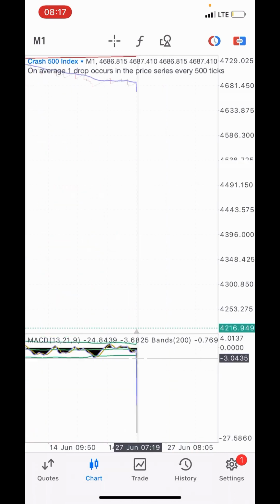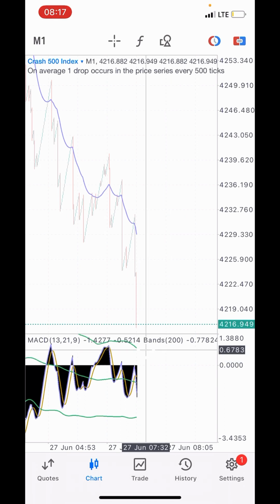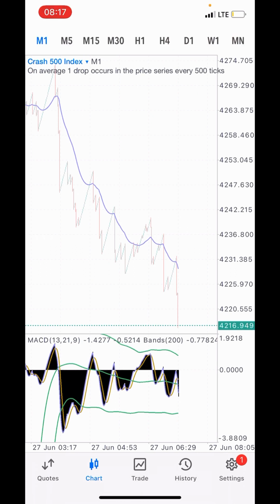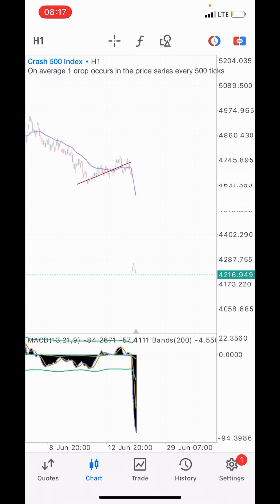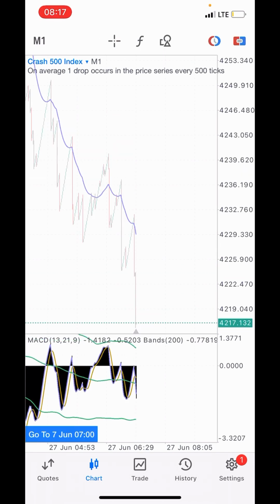Let's check out the crash 500. Now the crash 500 is crashing. It's a downtrend. Let's see. Okay, that's the 1 minute. See, the moving average shows us it's a downtrend. So what do you look out for while trading this market? You look out for sales.